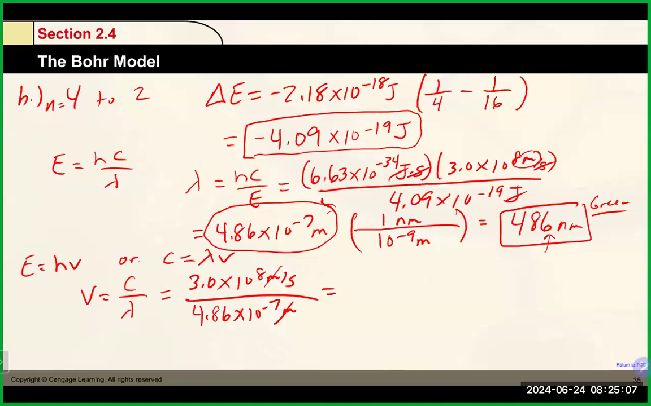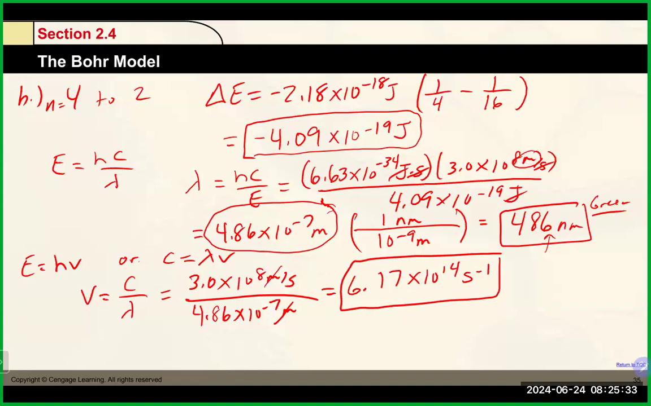That's not the right one. Let's try that one here. We will end up with 6.17 times 10 to the 14 reciprocal seconds, which is our frequency in this particular case. Any questions on that? So again, there are multiple ways you can get to the answers depending on which path you want to take.